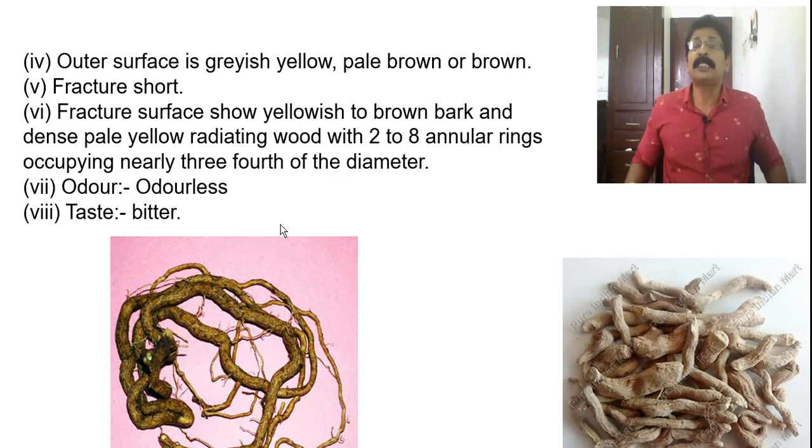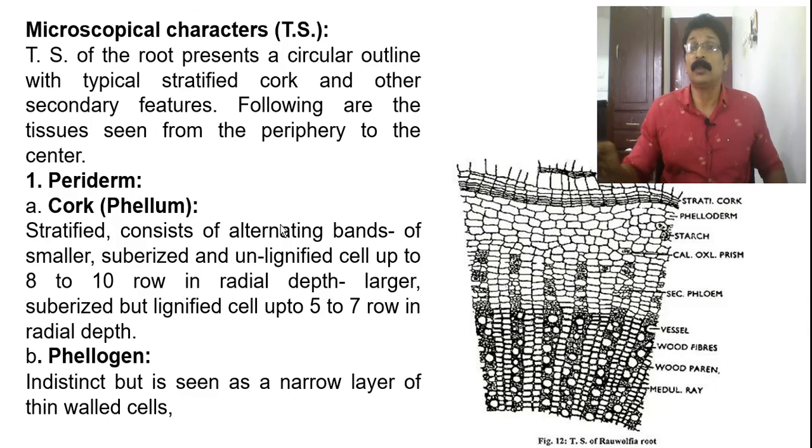So that's what short fracture is, and the fracture surface shows yellowish to brown bark and dense pale yellow radiating wood, with 2 to 8 annular rings and occupying nearly three-fourths of the diameter. Odor: odorless, and taste is bitter. A very bitter taste will be seen in the bark, in the root.